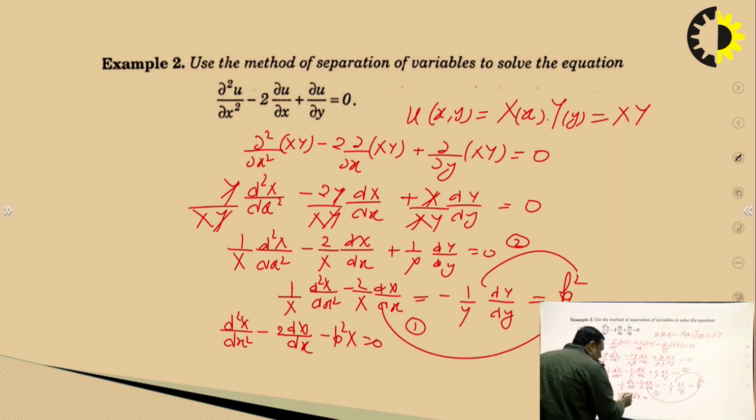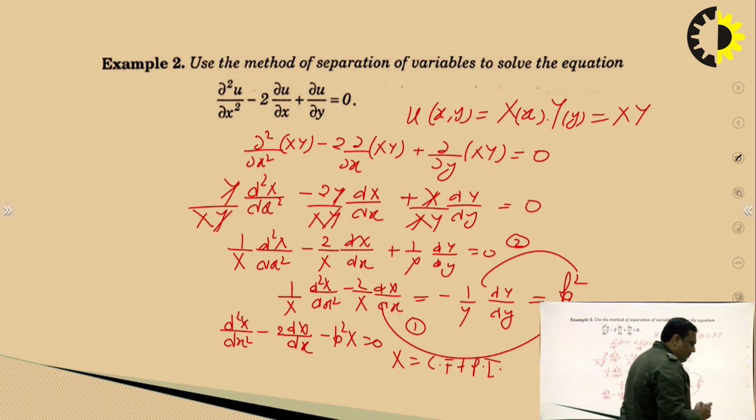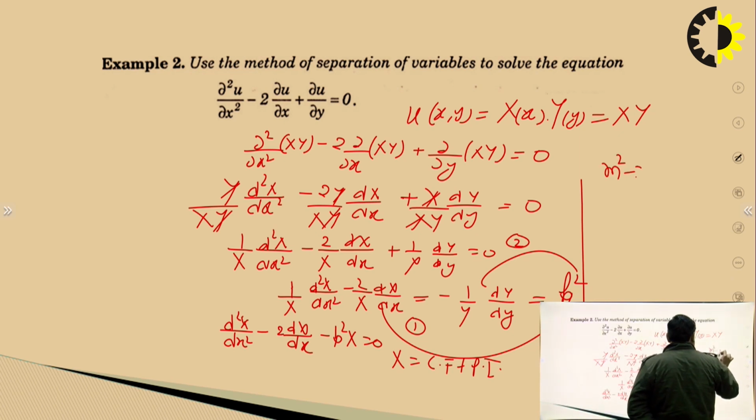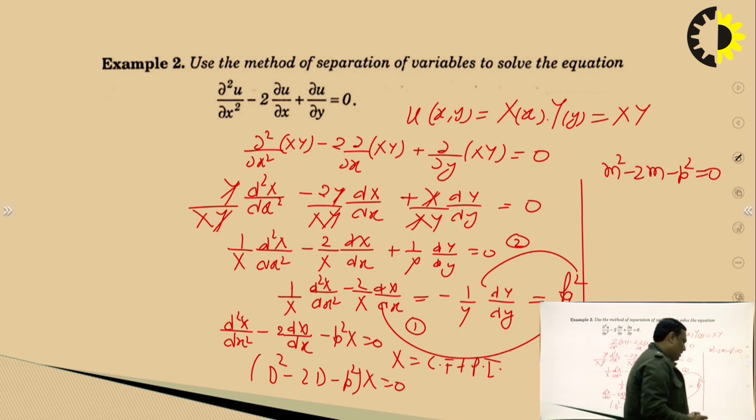Now, solving such type of equation, we have to know that the solution of this equation is in the form of CF plus PI. Since the right hand side equals 0, PI equals 0. Only CF has to be found, and for CF, put the value of D in terms of m: m² − 2m − p² = 0, which comes from (D² − 2D − p²)X = 0, where D is replaced by m.